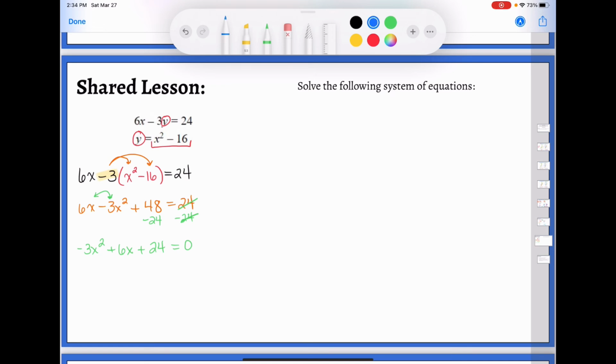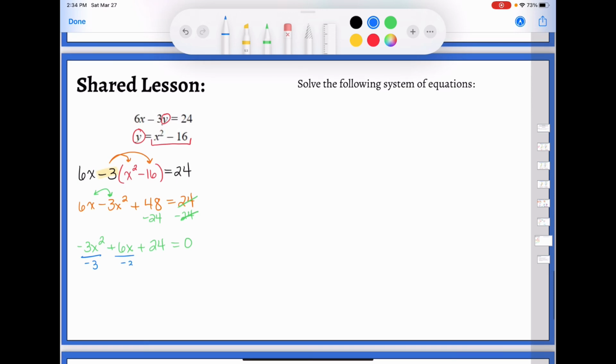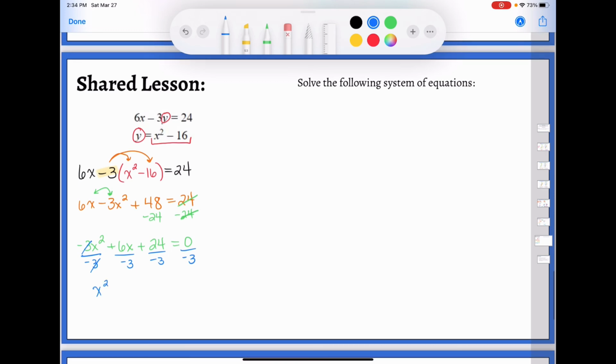Now you could go ahead and try to factor box this, but I'm noticing that there's a GCF going on here. Negative 3, 6, 24. I can divide all those by 3. In fact, I can divide all of those by negative 3. And since there's no x involved in my GCF, I'm just going to go ahead and divide it from each one so that I get rid of it and don't have to look at it anymore. 6 divided by negative 3 is negative 2x. 24 divided by negative 3 is negative 8. 0 divided by negative 3 is 0.